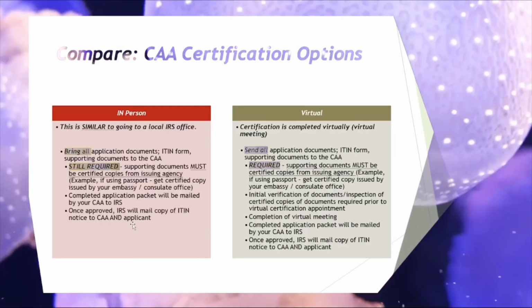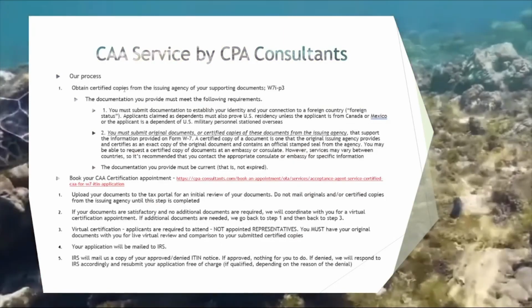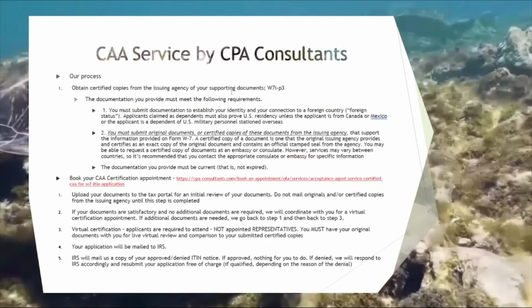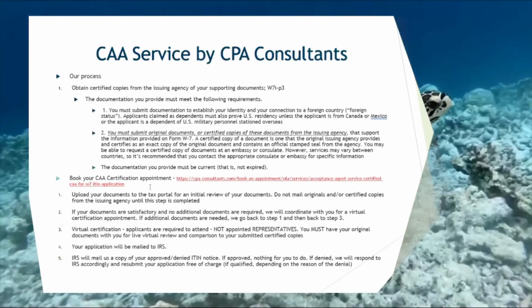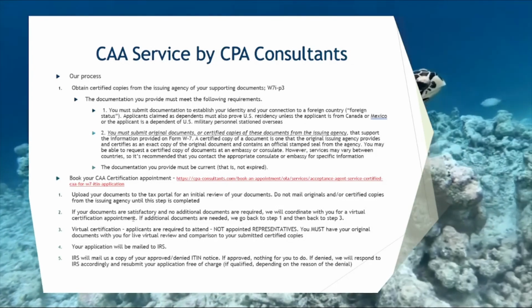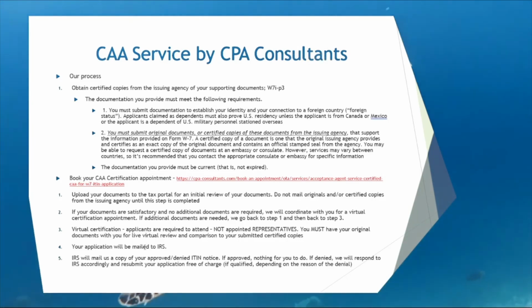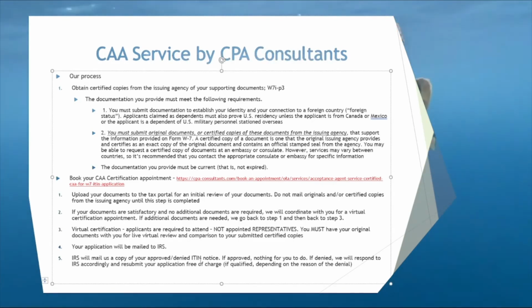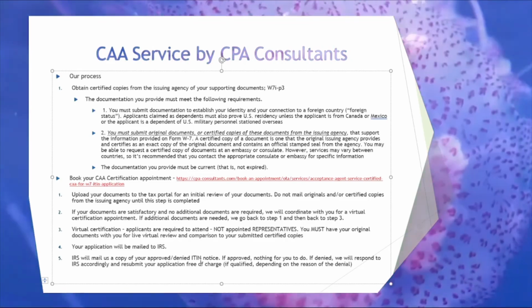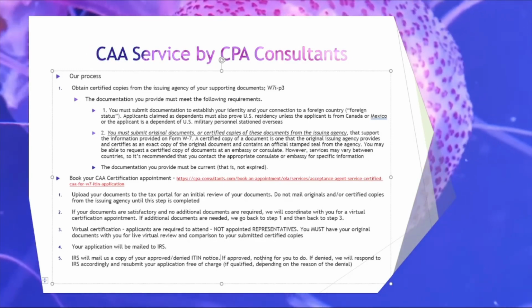So this is just a quick overview of what our process is. Our process is to obtain certified copies from the issuing agency of your supporting documents, book your CAA certification appointment, and we verify your documents. After we verify your documents, we book your appointment for the virtual certification. When everything is complete, we send your application to the IRS, and whether it's approved or denied, we get a copy of the notice. You're going to get an original copy of that notice as well.